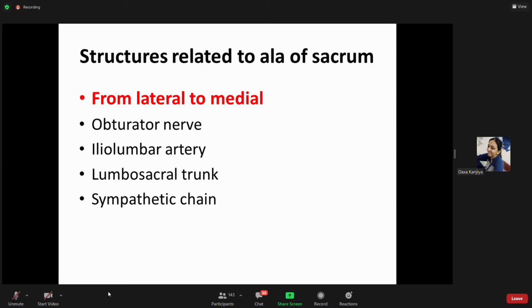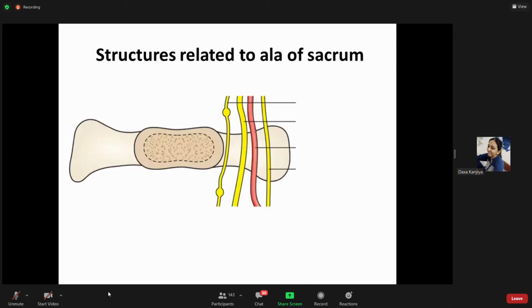If you want to remember one mnemonic, it is OILS, from lateral to medial. O for obturator nerve, I for iliolumbar artery, L for lumbosacral trunk and S for sympathetic chain. OILS. But remember in sequence from lateral to medial.